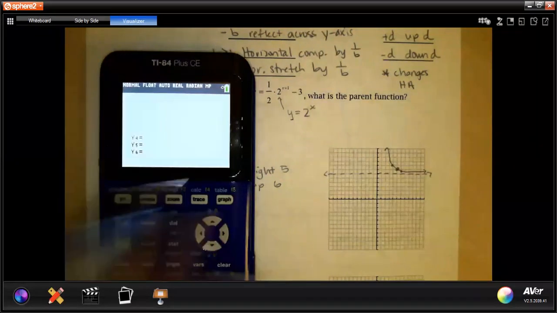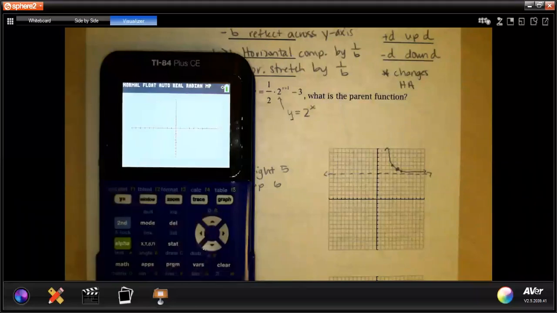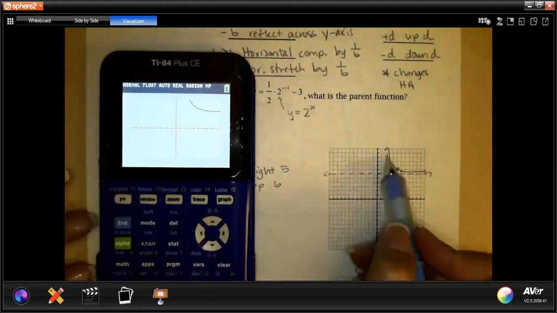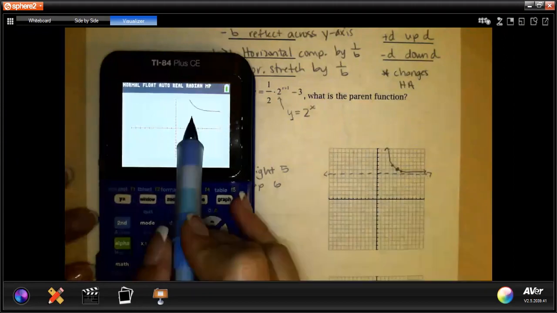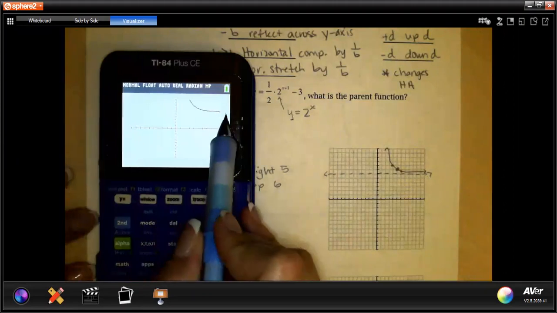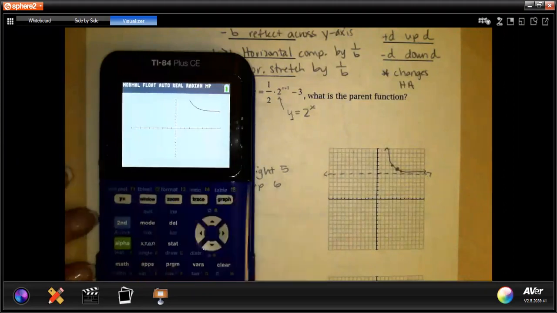And now when we hit graph, here it comes. There is our graph, which is what we just got right here. It is following this line along forever and then going up.